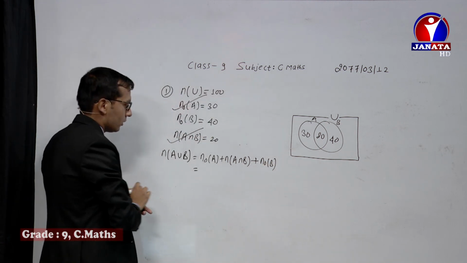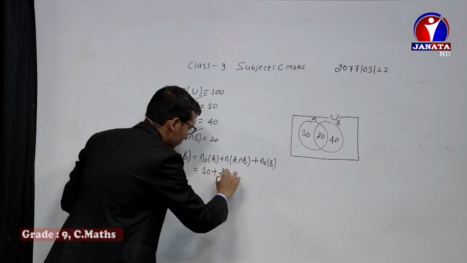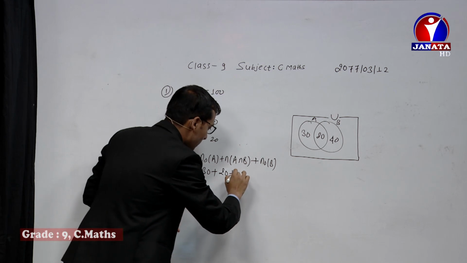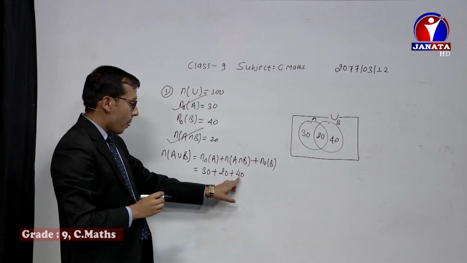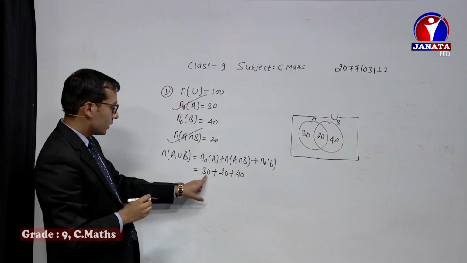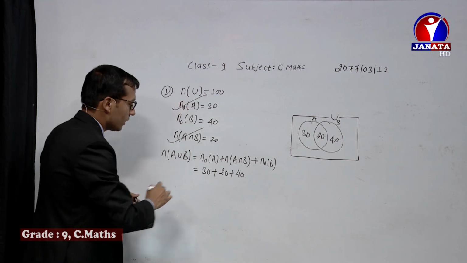So this is 30, plus intersection is 20, and n only B is 40. Now what is the sum? 40 plus 30 is 70. 70 plus 20 is 90.